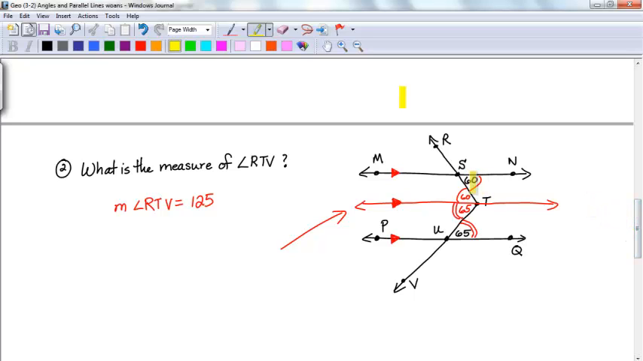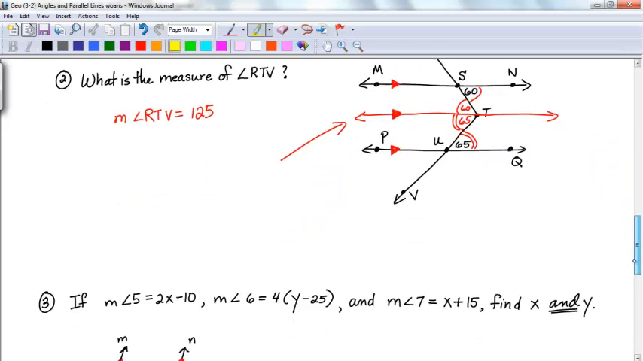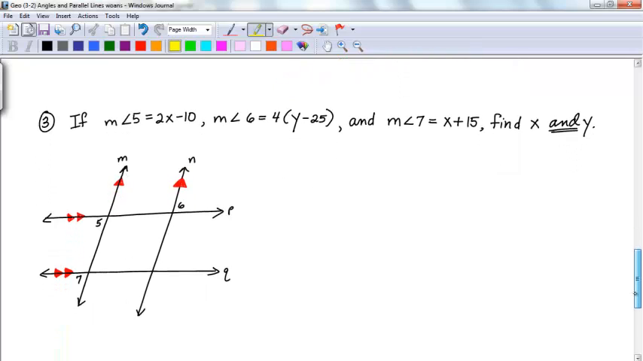Alternate interior, because once I drew that, I looked at this angle, 60, so that means this angle is also 60. And then if this angle is 65, this angle right here is also 65 using alternate interior angles. And then we had to add the 60 and the 65 together. Okay, go down to the last example.